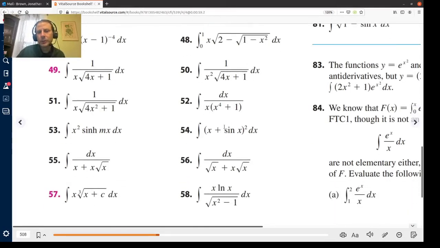For 54, you want to do a little bit of algebra and multiply it out, and once you've multiplied it out, you can split it into several pieces. You're going to have an x squared, that's no problem, we know that integral. You're going to have a 2x sine x, that can be done with integration by parts, and you're going to have a sine squared x, and that can be done using the power reduction formula.